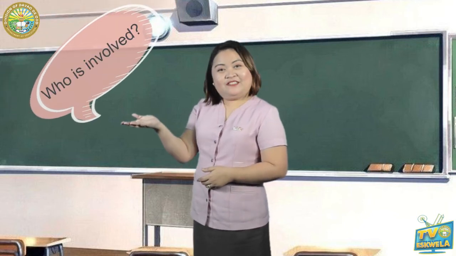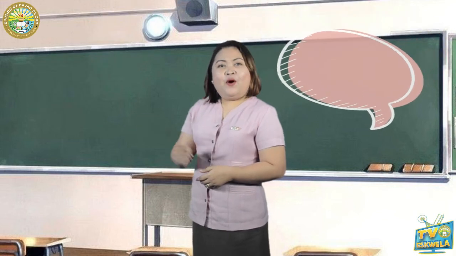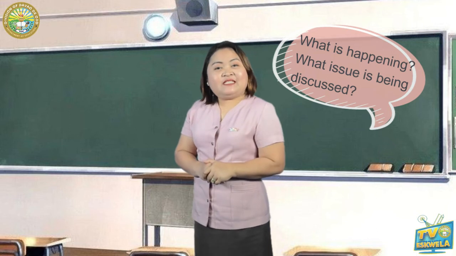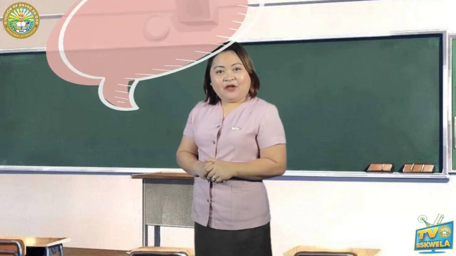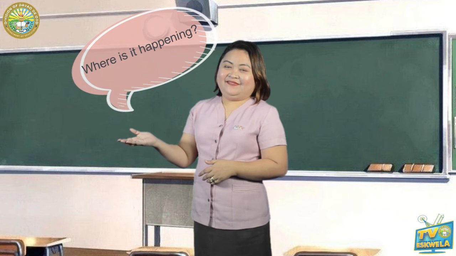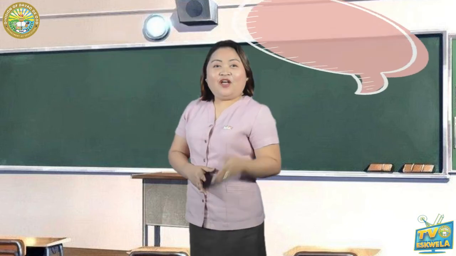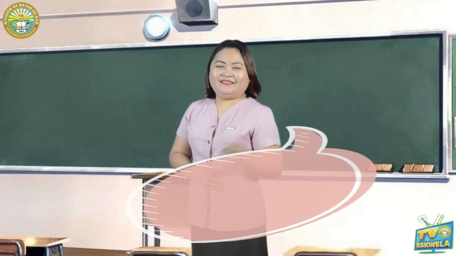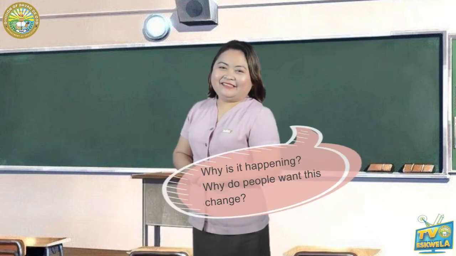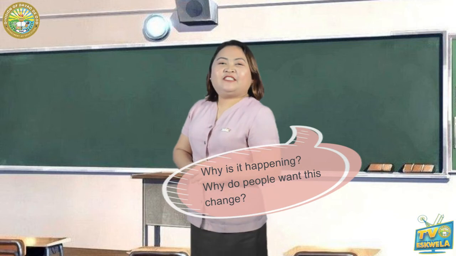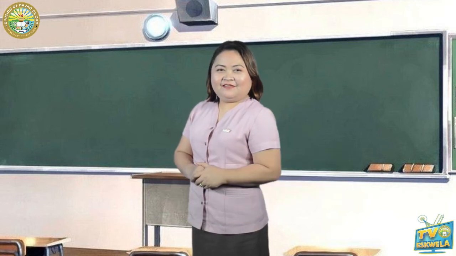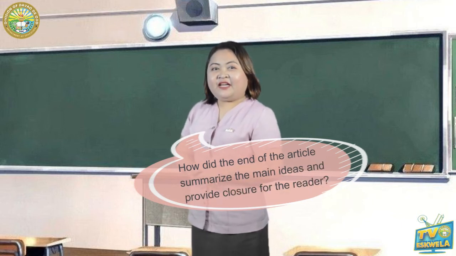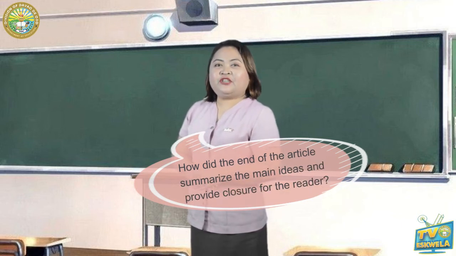Who is involved? What is happening? What issue is being discussed? Where is it happening? When did it or when will it happen? Why is it happening? Why do people want this change? How did the end of the article summarize the main ideas and provide closure for the reader?